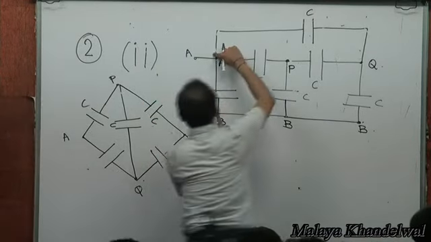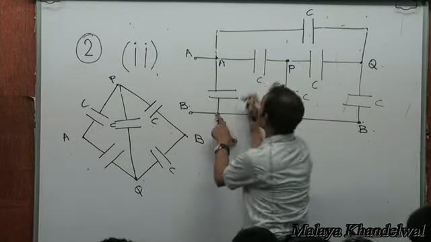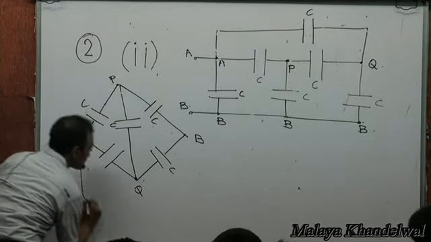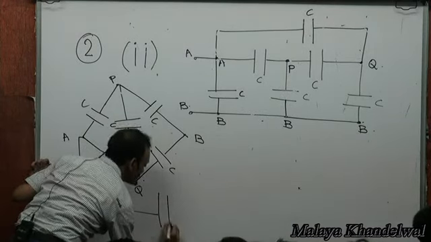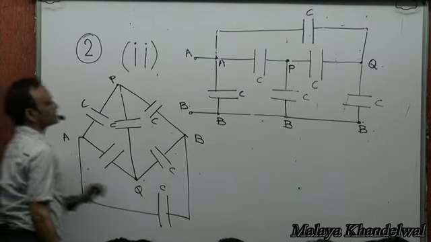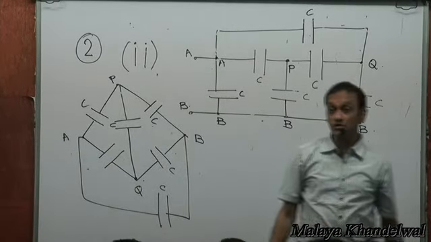And between A and B, there is a capacitance C. Right? So between A and B, there is a capacitance C. That's the arrangement.